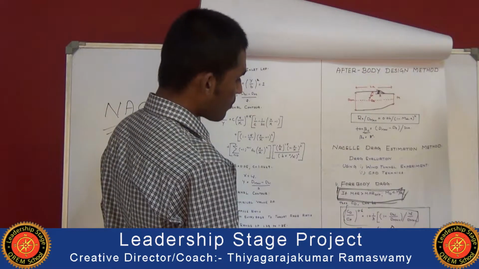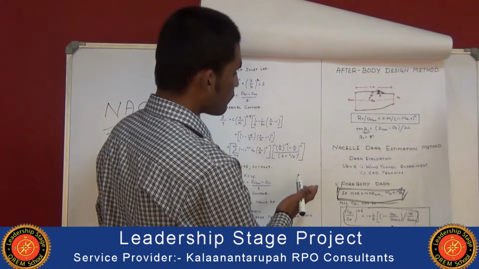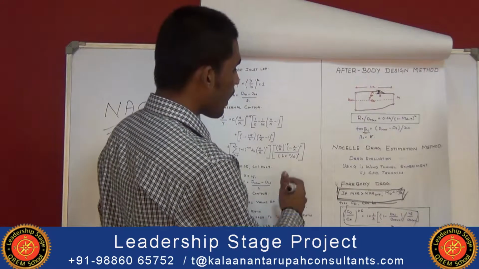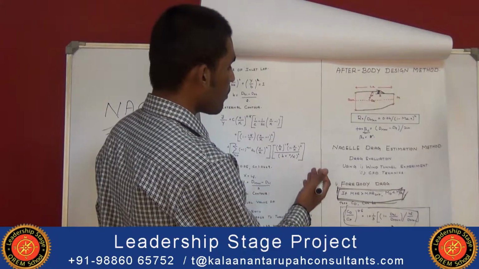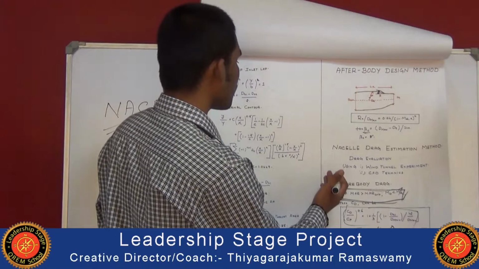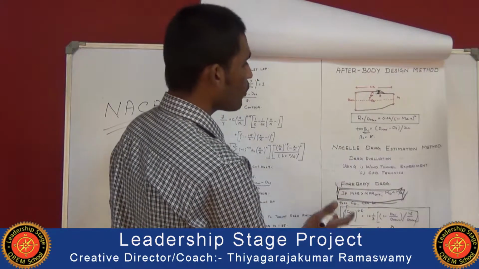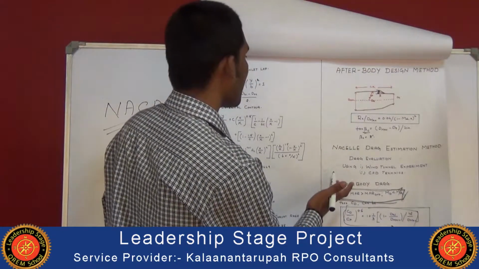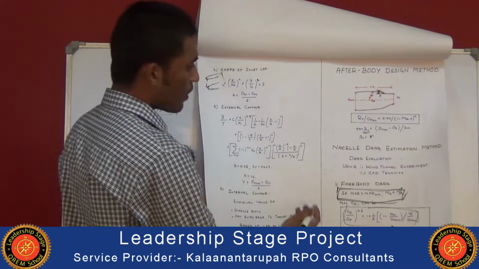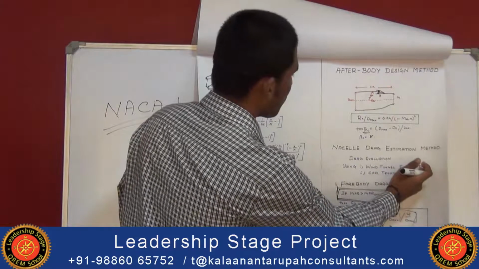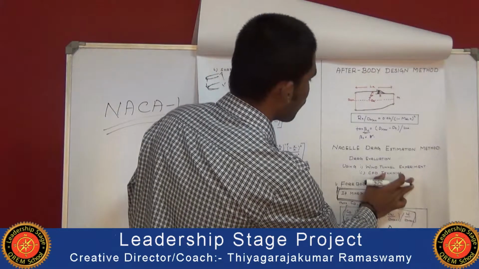In the on-design method, the critical mass flow rate as well as the drag rise Mach number are within the limit. And for the off-design method, the critical mass flow rate as well as the drag rise Mach number are outside the limit. So by using two design methods, we are going to calculate the nacelle drag estimation for the forebody method. There are two methods, one is the experiment method, another one is the computational fluid dynamics method.